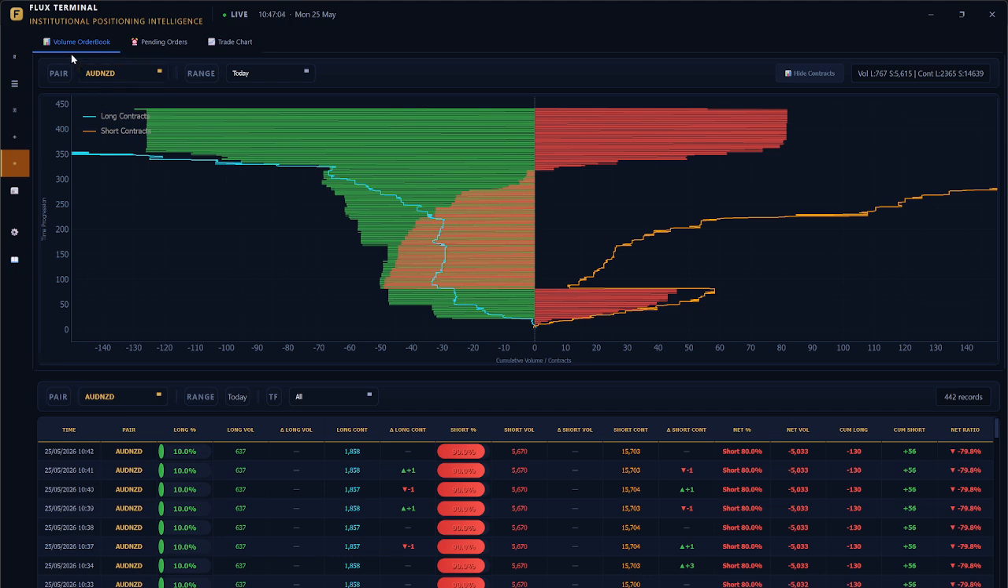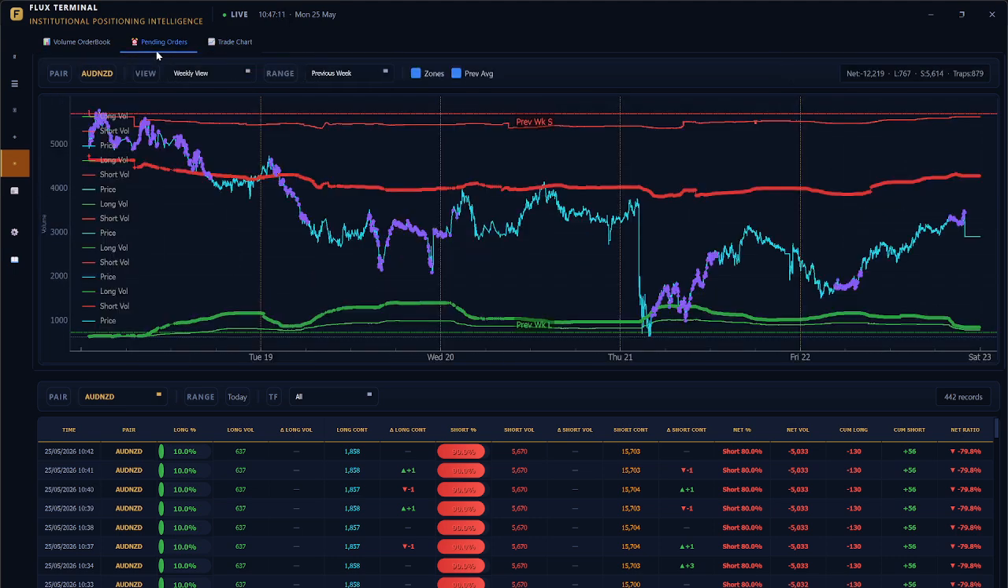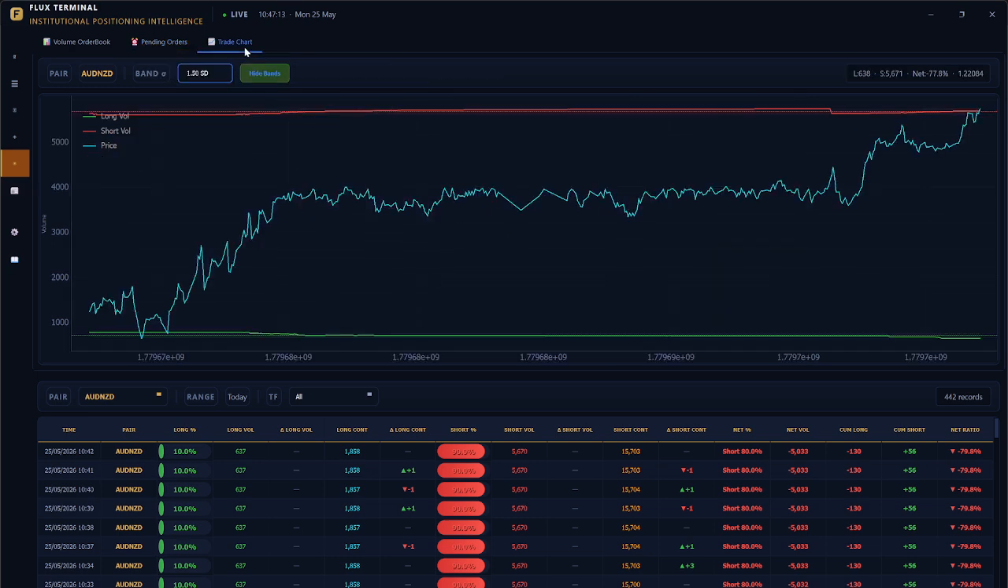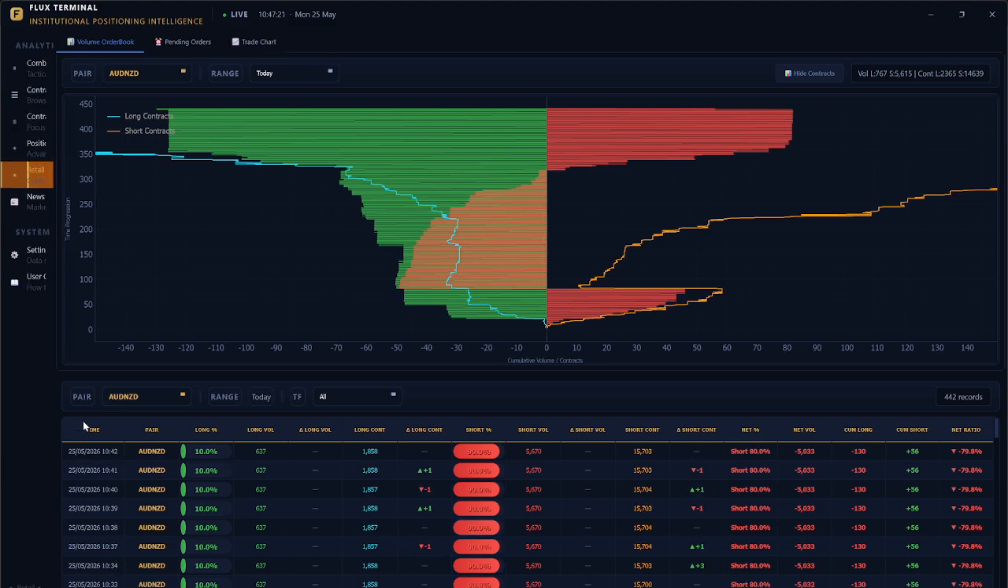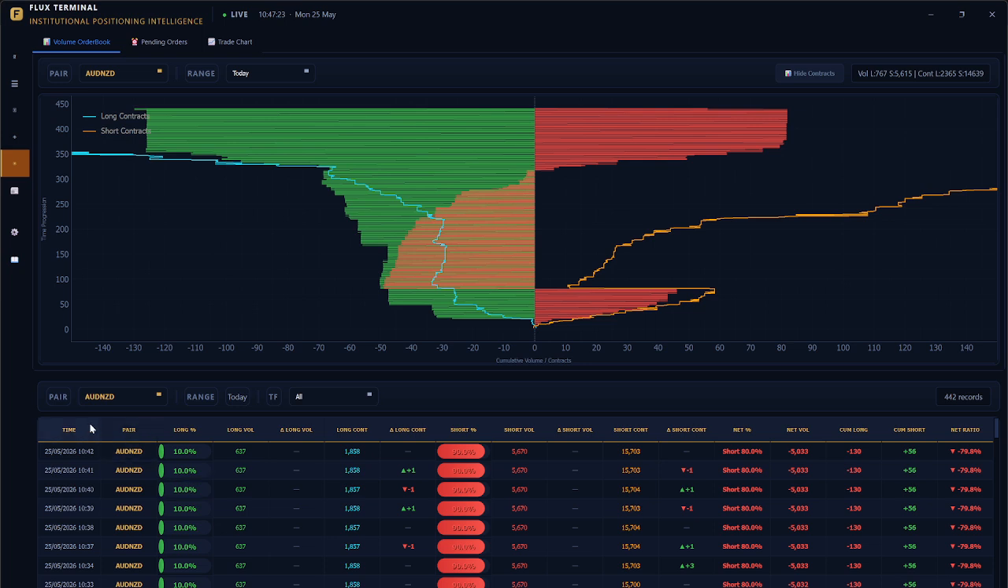In the retail sentiment section, we have three main sections: volume order book, pending orders, and trade chart. At the bottom, we have a table which summarizes the whole retail traders' data, where we have time, the pair name, long percentage, long volume, and the long volume change.